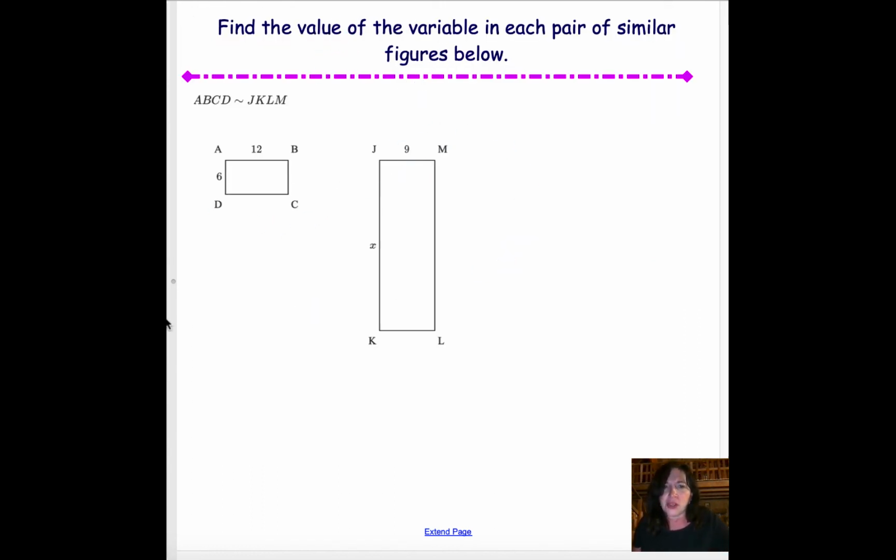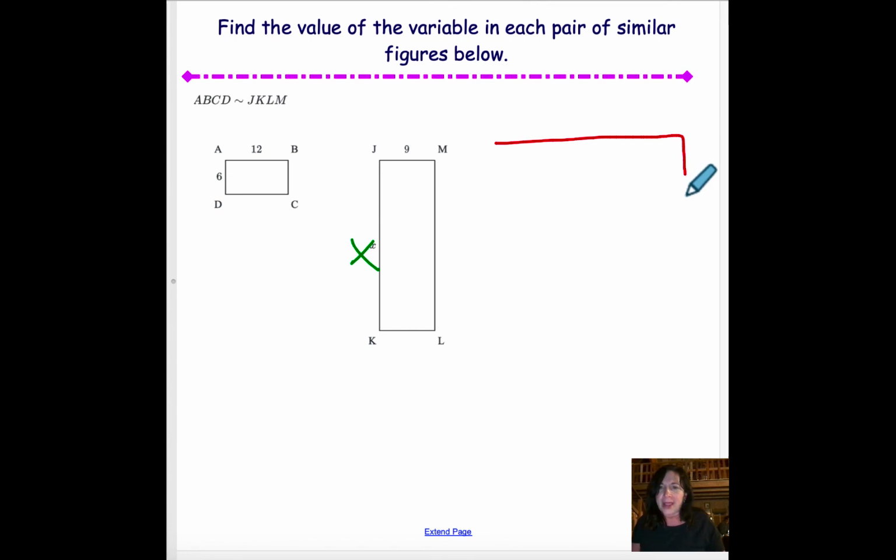So finding the value of the variable in this similar figure, it looks like this is what we're trying to find. So we would say 6 is to x as 12 is to 9. Is that right? I don't think so, because look at my two shapes. It looks like one shape is twisted, turned on its side. So one of the main things that you guys have to remember is this: you have got to make sure that your two shapes are facing the same way, same direction, and all that.